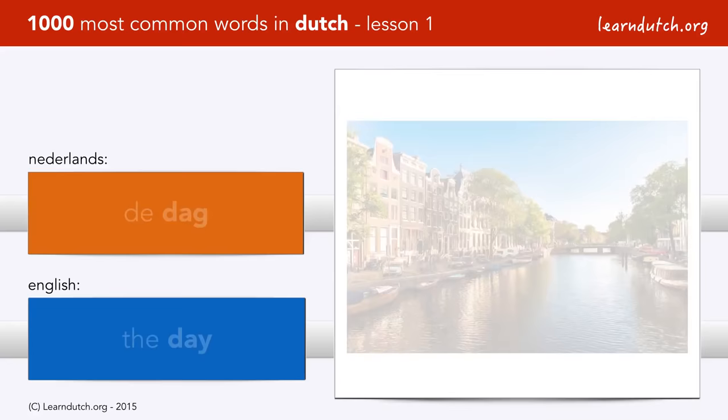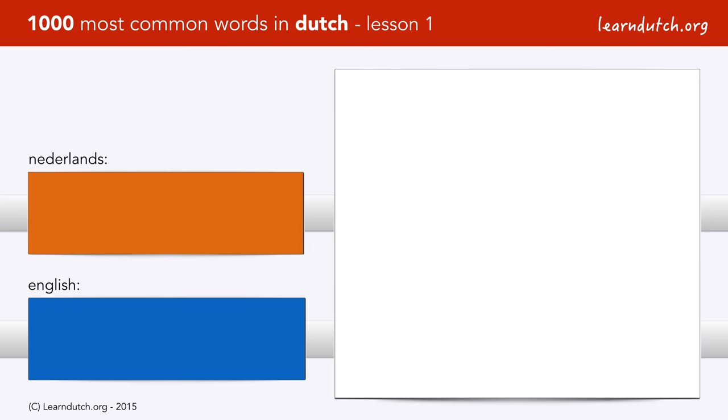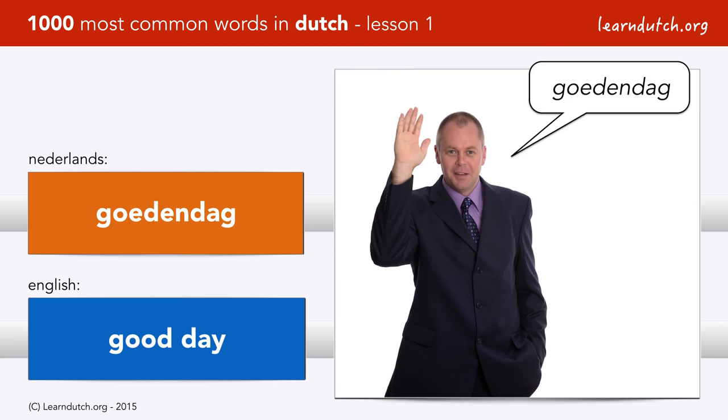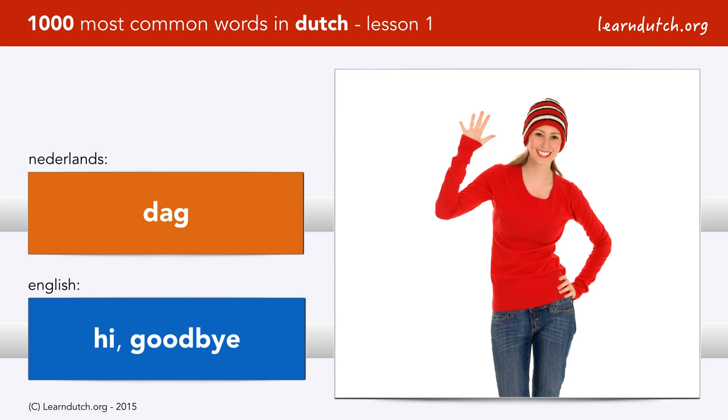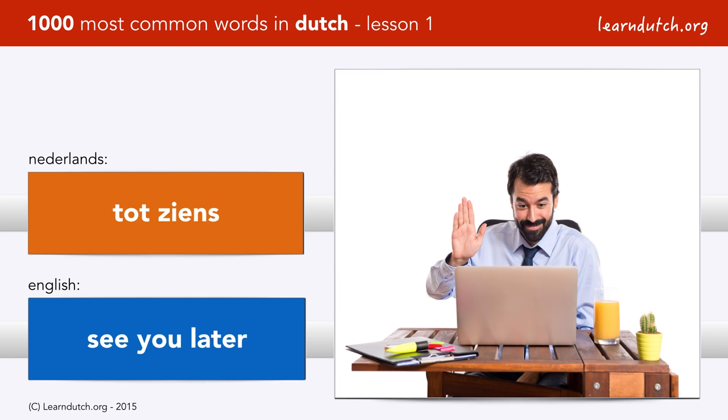De dag. Goedendag. This is quite formal. You don't say it just to friends. Dag can also mean hi or goodbye. You can use it for greeting and when you leave. Dag. Tot ziens. Tot means until. Tot ziens is until I see you.